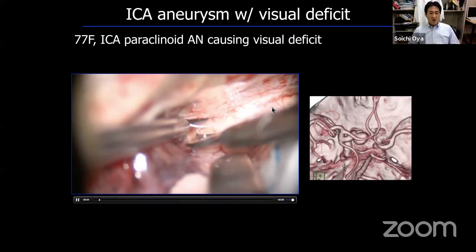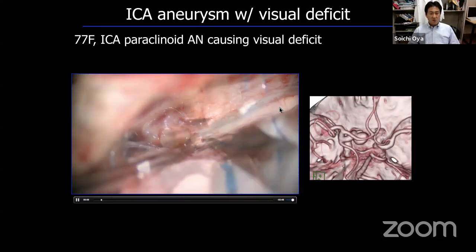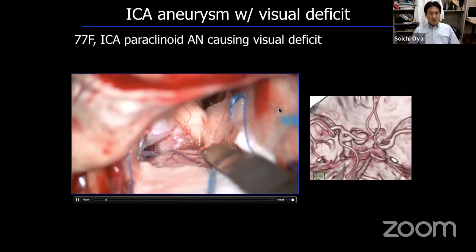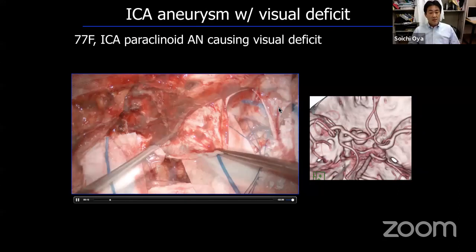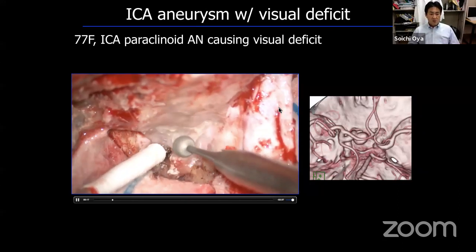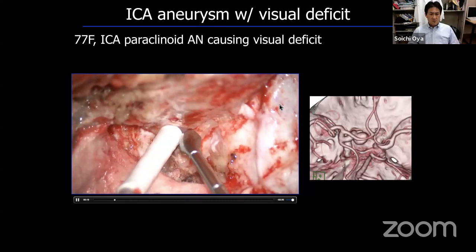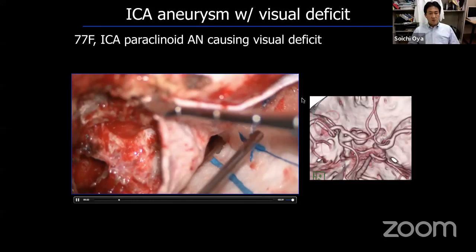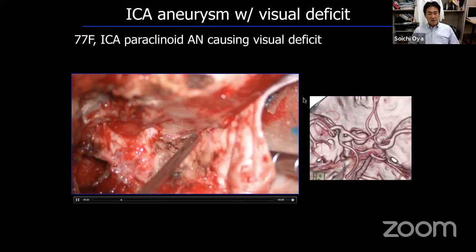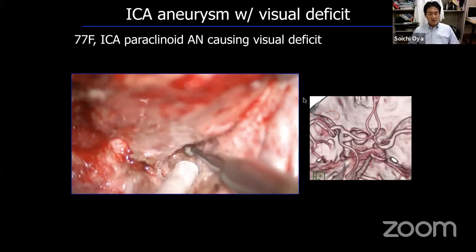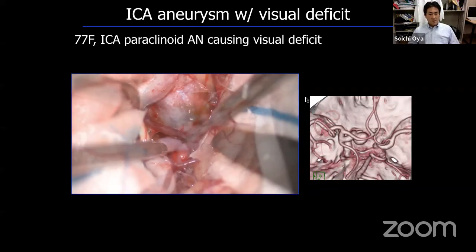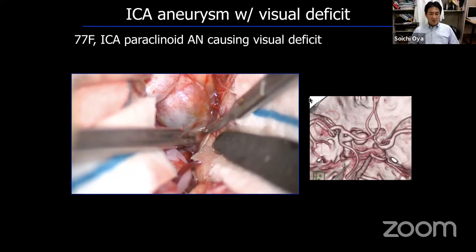Let me show you how I confirm the location of the aneurysm first, before I actually perform the extradural drilling of the sphenoid bone. And then I'm drilling the sphenoid wing. And I can repetitively check the location of the aneurysm like this. And now I'm dissecting the aneurysm here.